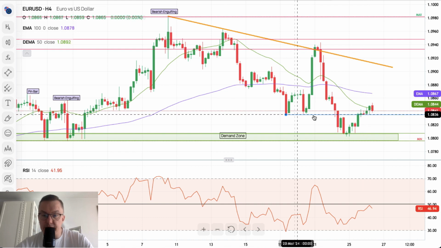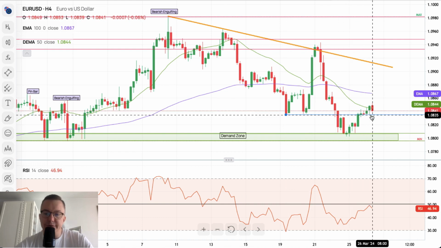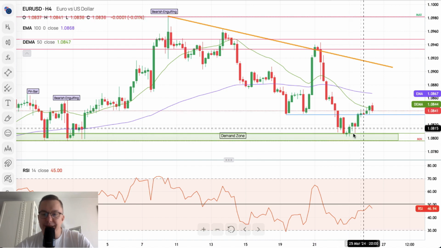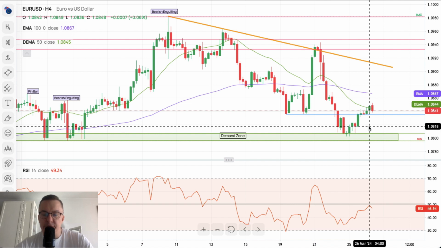Nevertheless, any breakout below the blue line here, right now it's a technical support, it used to be technical resistance, 1.0835, any breakout below would likely mean that we will again test the demand zone located between the levels of 1.0797 and 1.0807, so this is like a 10 pips zone.